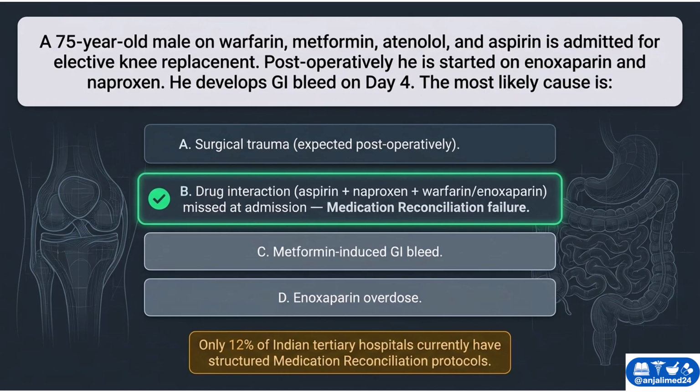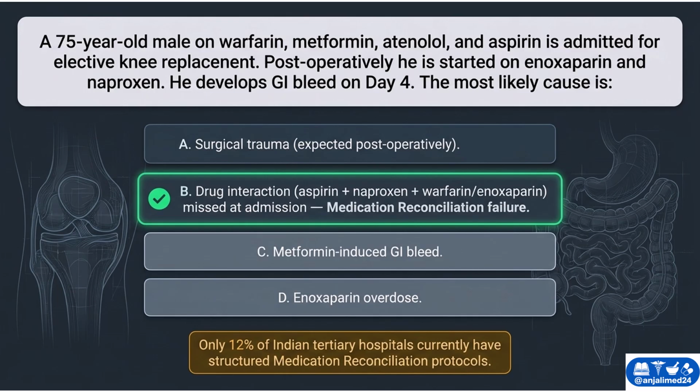Now let's apply everything we have learned to a real-world clinical scenario. A 75-year-old male patient is admitted for elective knee replacement surgery. His chronic medications include warfarin, metformin, atenolol, and aspirin. Following the surgery, he is started on enoxaparin for thromboprophylaxis and naproxen for pain management. By postoperative day 4, the patient develops a GIT bleed. The question is, what is the most likely cause?